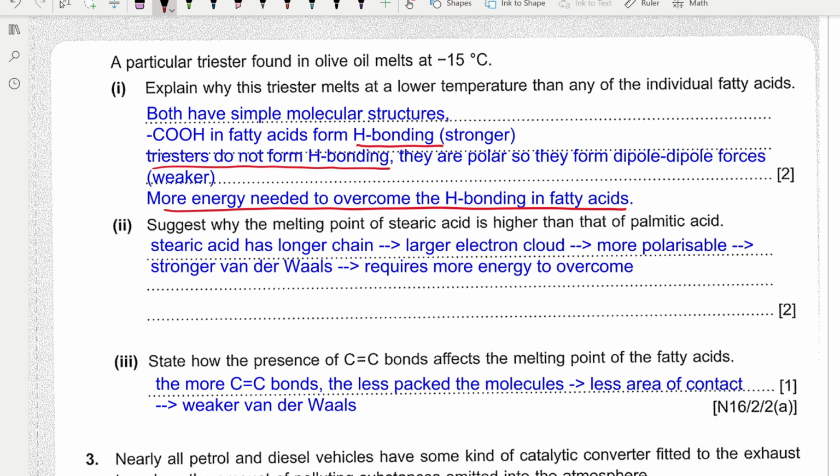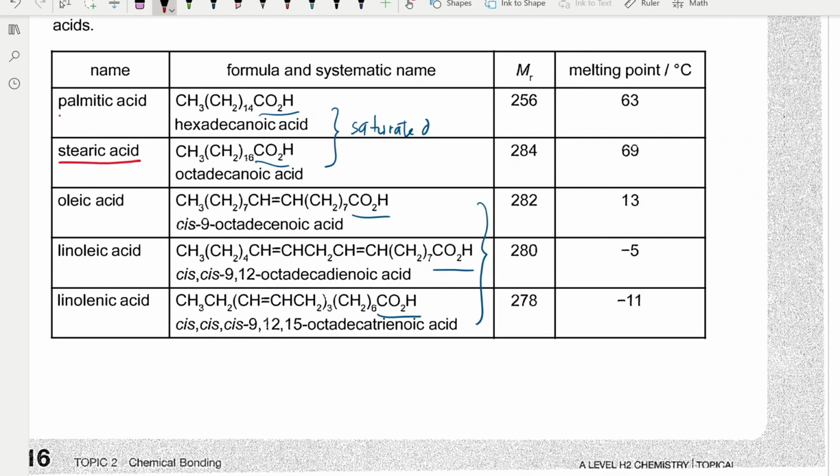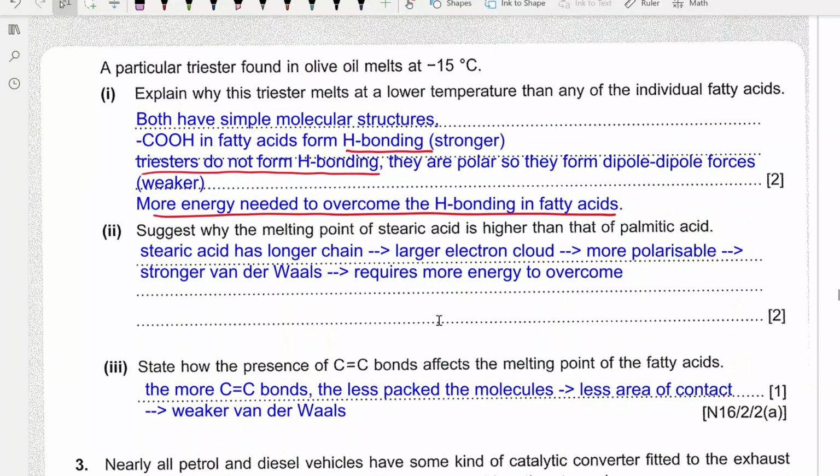Suggest why the melting point of stearic acid is higher than that of palmitic acid. Stearic acid and palmitic acid are both saturated, but palmitic acid has a slightly shorter chain than stearic acid. So stearic acid has a longer chain. That means a larger electron cloud, and it's more polarizable, creating stronger van der Waals forces. Because we're talking about the carbon chain, it creates a stronger instantaneous induced dipole and requires more energy to overcome.